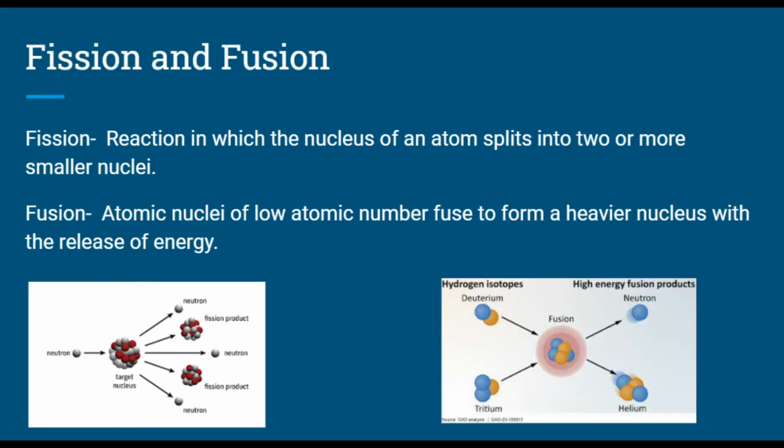In our final part for nuclear chemistry, we're going to be looking at fission and fusion. Fission is a reaction in which the nucleus of an atom splits into 2 or more smaller nuclei. If we look at the bottom left, we see one nucleus being split into 2 nuclei with some neutrons on the side. On the opposite hand, we have fusion. Atomic nuclei of a low atomic number fuse to form a heavier nucleus with the release of energy. This basically means 2 becoming 1 with the release of energy as well.